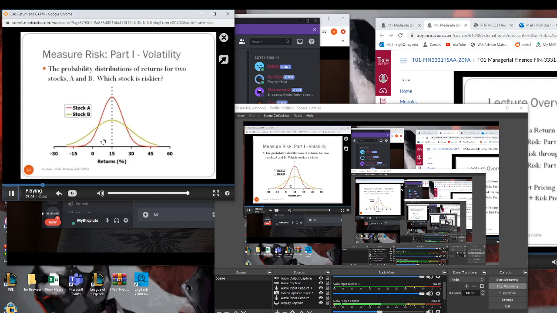So here we have the probability distributions of returns for two stocks, A and B. And one question is which stock is riskier? So let me just explain this for a second. You can see on the horizontal axis, we've got our returns. 0 is over to the left here. The average, which both of these pass through, is 15%. So that's a 15% return on the stock. Right? In the previous example, it was a 34% return. So that's what we're looking at here. It's a 15% return. And then you can see these distributions.